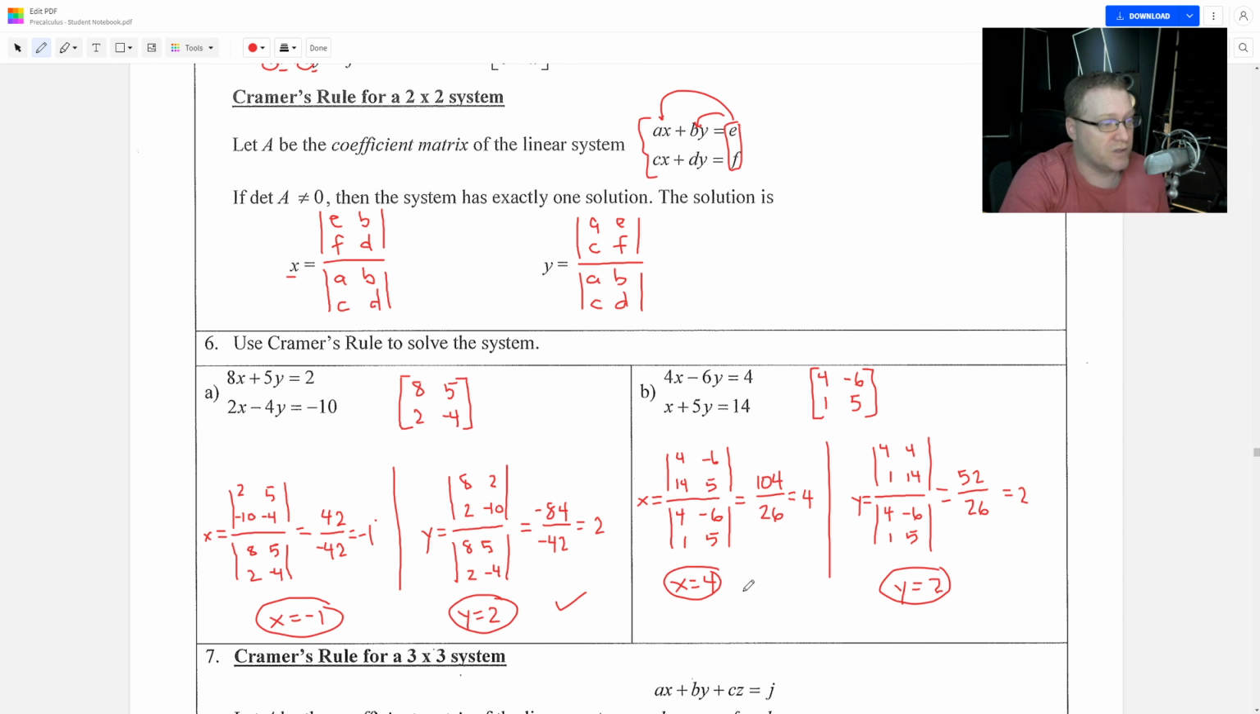Yep, 4, 2. Good. So we are done. X equals 4, y equals 2. We have solved these equations. That's how you use Cramer's rule for a 2x2 system. Now, in the next video, we're going to talk about 3x3 systems. I'm sorry, today's lesson is going to be a little bit longer.